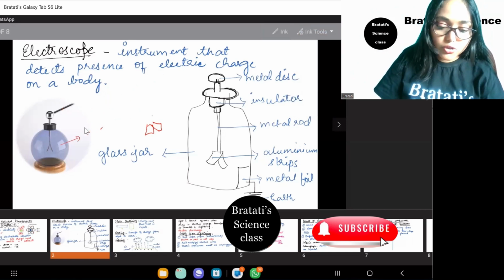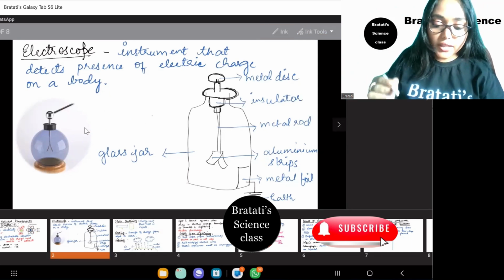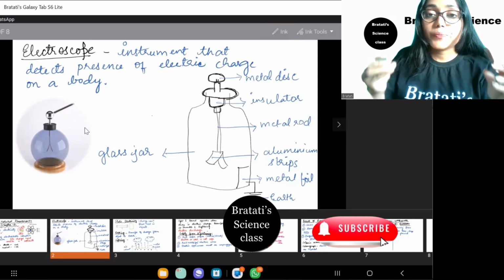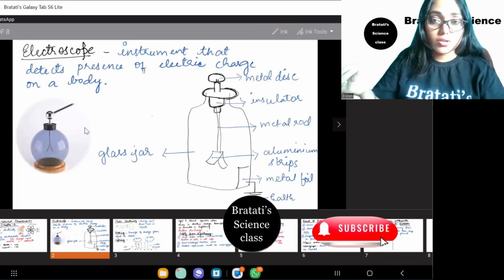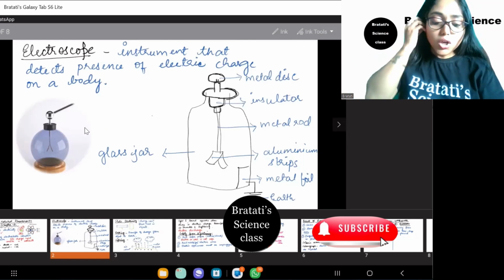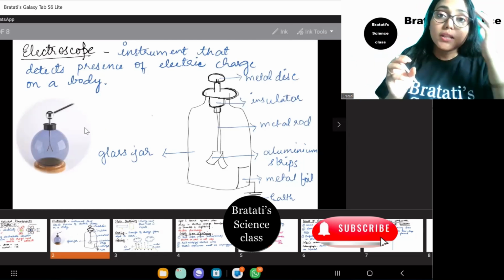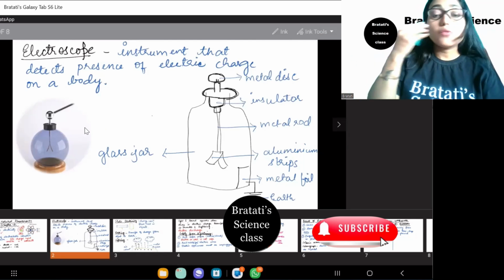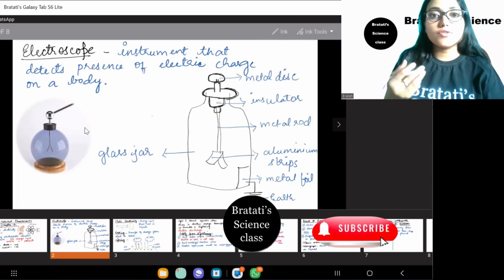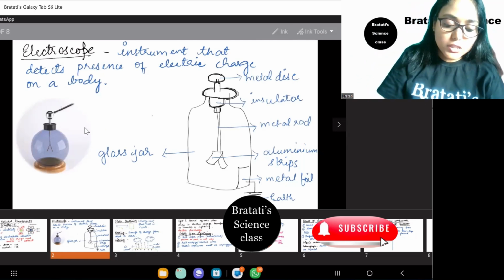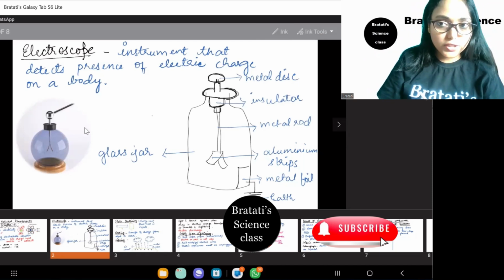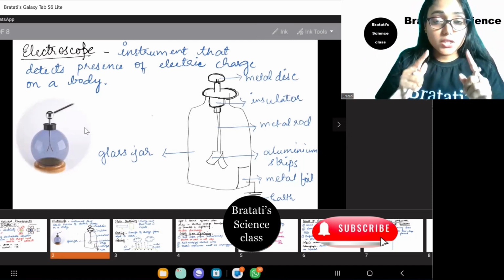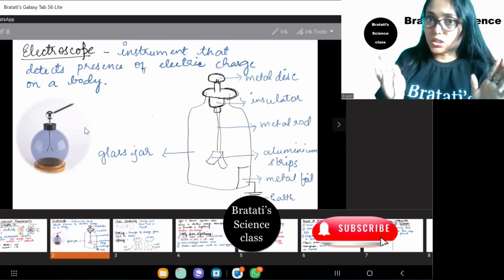So the electroscope is the instrument which shows whether an object carries any charge or not. Now we can also understand whether it is a positive charge or a negative charge, it will be the same. If it is a positive charge, then these two aluminium foils will also be positively charged, and as we know, like charges repel, so they will repel.